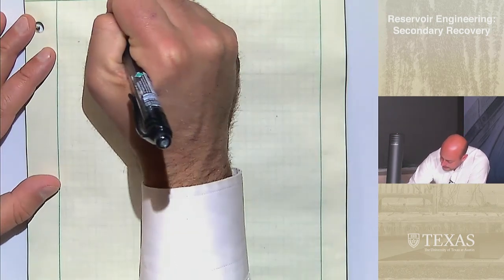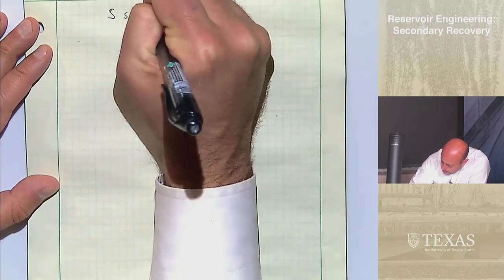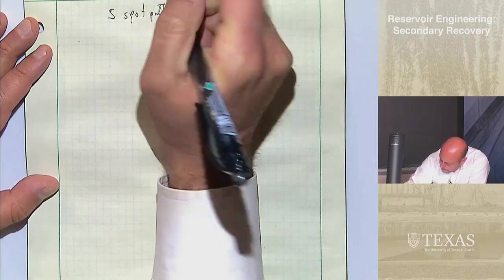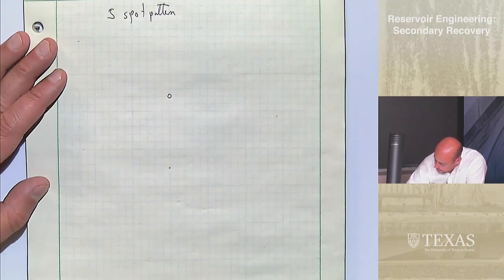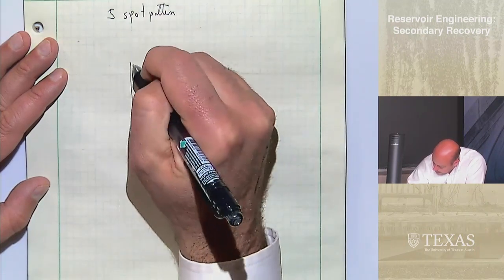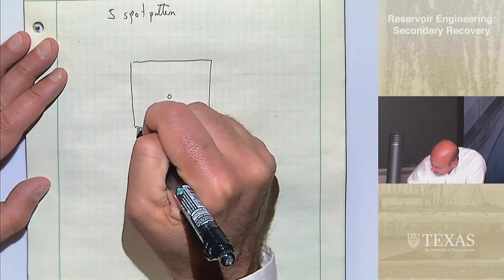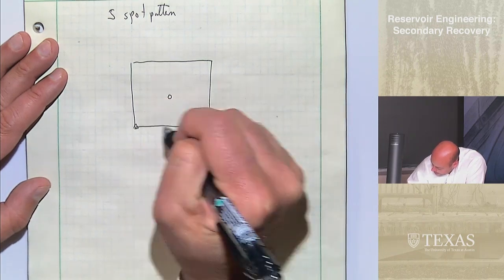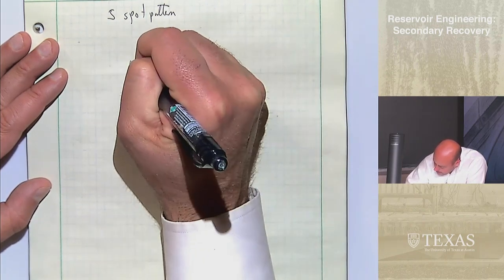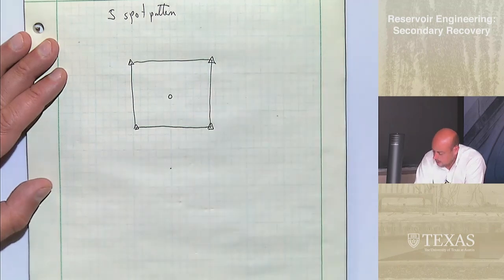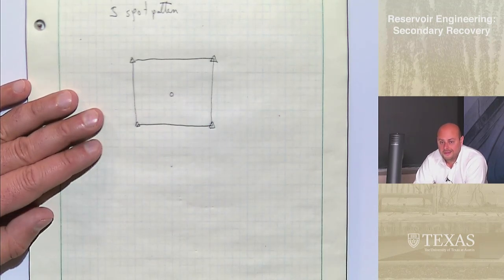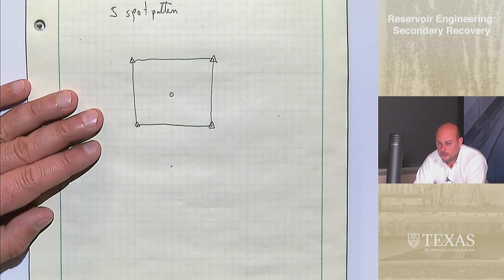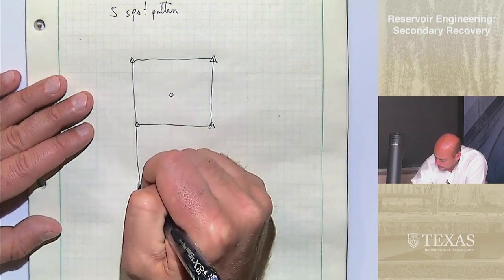Let's talk about a 5 spot pattern. What you have is a producer, and then maybe you've got something that looks like this, and you've got injectors. Okay, so you have 4 injectors and 1 producer. Seems like the ratio of injectors to producers would be 4 to 1. It's not, and here's why.